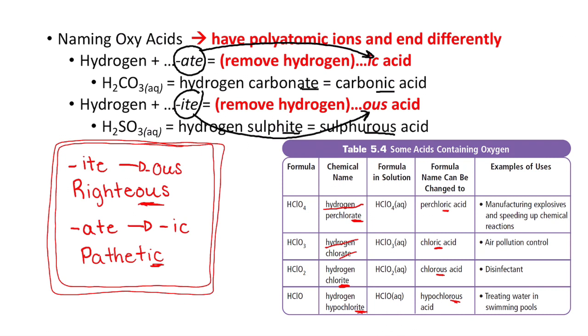The second one, for the ATE oxy acids, not the number 8, we use the word pathetic. Now this one, as I said, is more of a stretch, but the first part of the word, path, kind of looks like ATE. Again, a little bit of a stretch because there's an H in there. But it does end in IC. So that is the ick part. So pathetic or righteous to remember this.